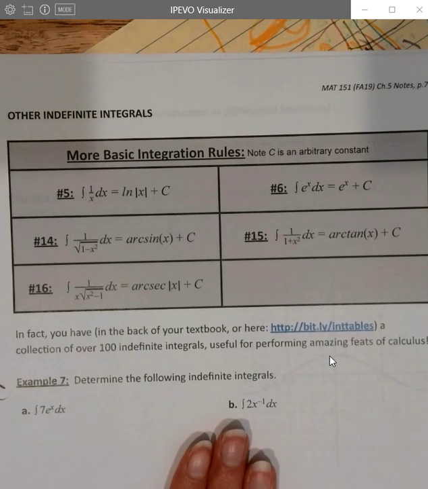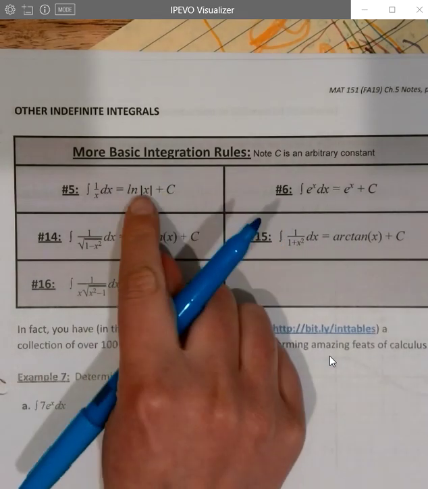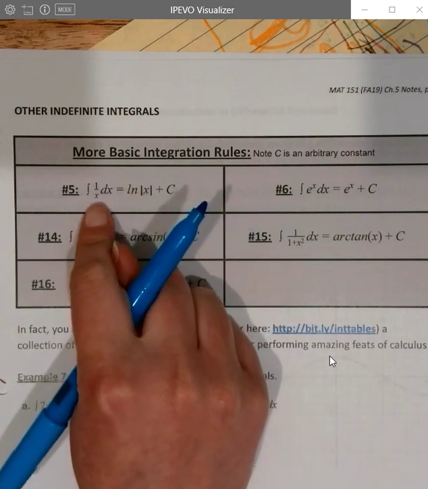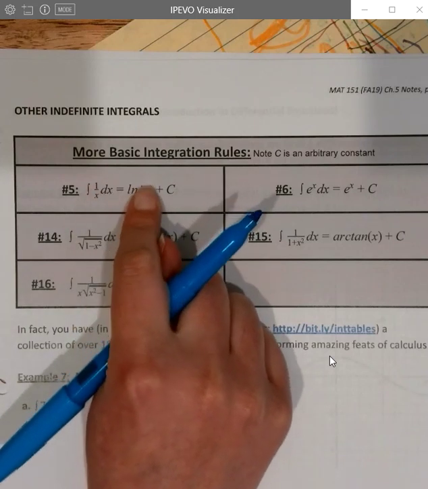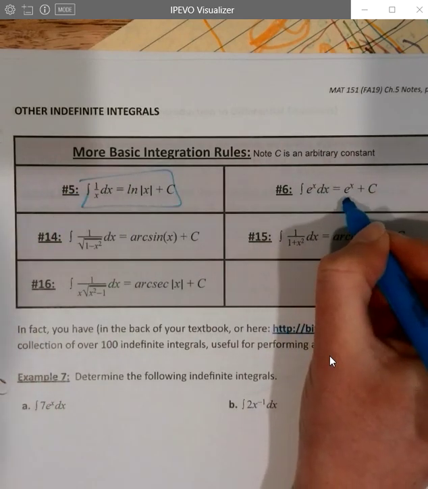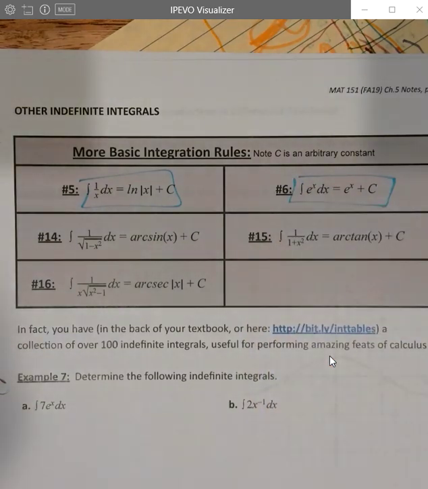Okay, more of the basic integration rules. These come from our basic differentiation rules, just kind of getting all of them real quick here. We already know that if you differentiate the natural log, you get 1 over x. So you're going to have to be able to integrate 1 over x back to natural log. So that's one of them. Our favorite is that if you differentiate e to the x, you get e to the x. So that's also probably going to be our favorite integral because it's the only function whose derivative and integral is the same thing as itself, the only one.